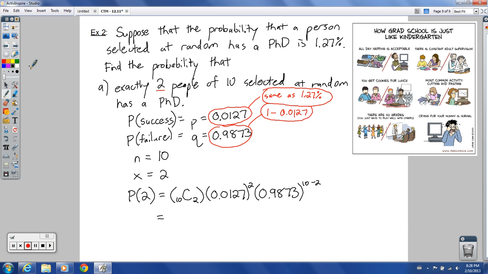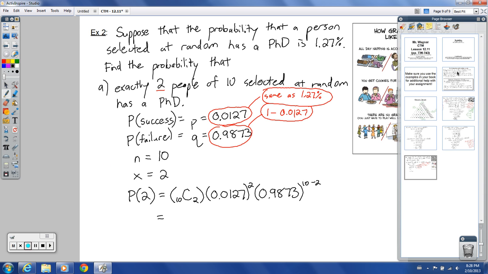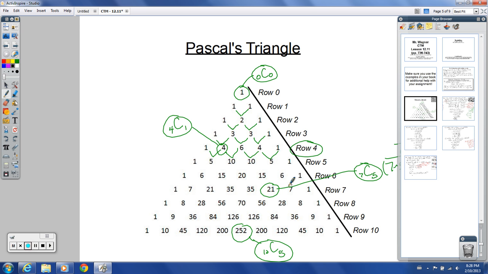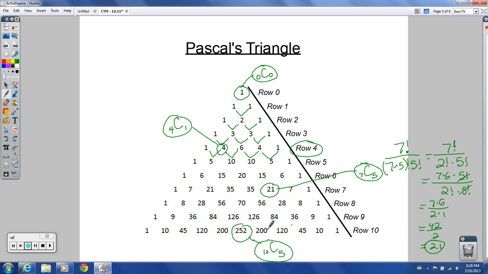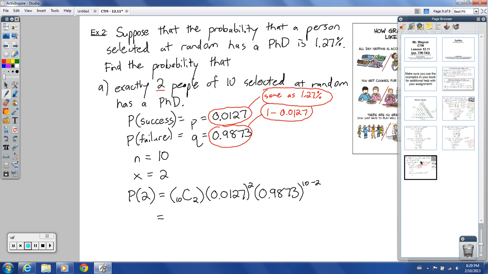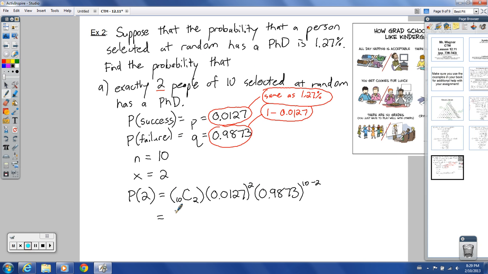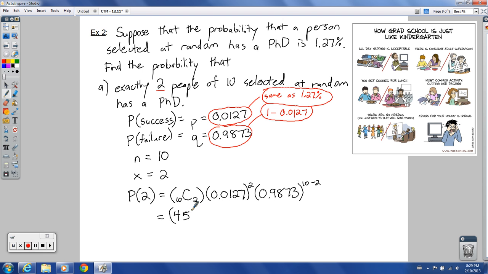10 choose 2. If you really wanted to, if you didn't have a calculator, you can use Pascal's triangle. 10 choose 2 is going to be 45 right here. Or you can plug that into a calculator, or you can work it out longhand as well. But this would be 45 any way you swing it. Then 0.0127 to the second power. I'm going to leave that like that for now, and leave this decimal as it is for now. This would be to the 8th power.